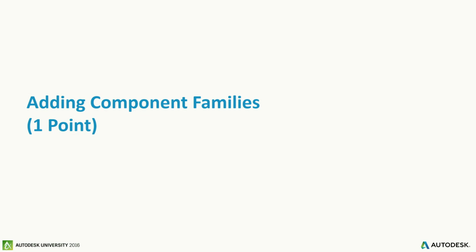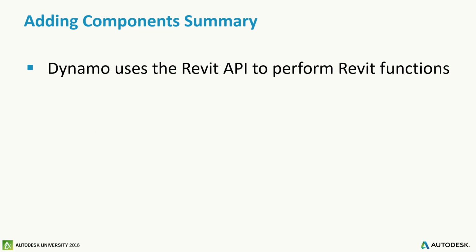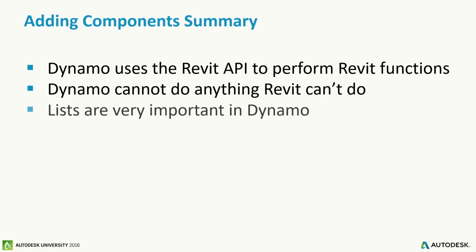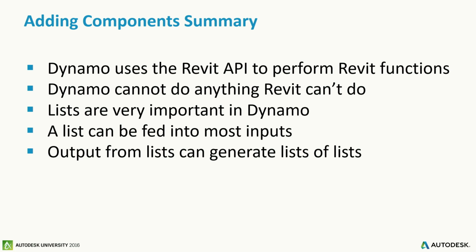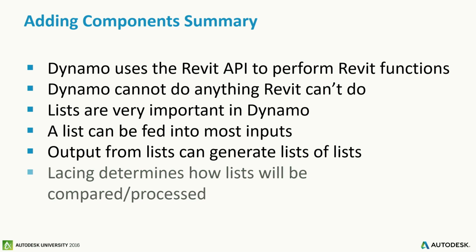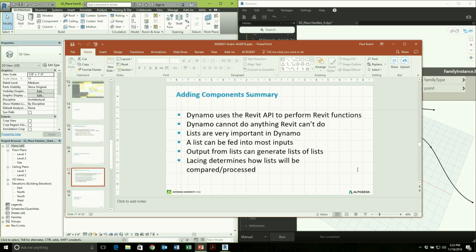Remember that Dynamo can't do anything that Revit can't do. It's just using the API. Lists are very important, as we just saw, as is lacing. You can feed a list into an input where you could only do one wire and get lots of data coming in. I haven't done that one yet, but I will shortly. You can end up with a list of lists, so stay tuned on that one. And then lacing determines how the lists will be compared or processed to one another, right? So very important concepts.